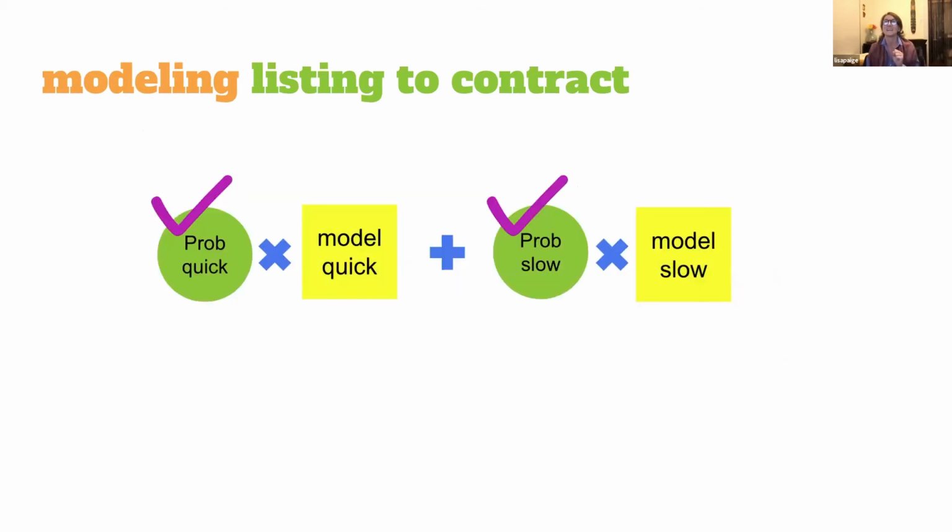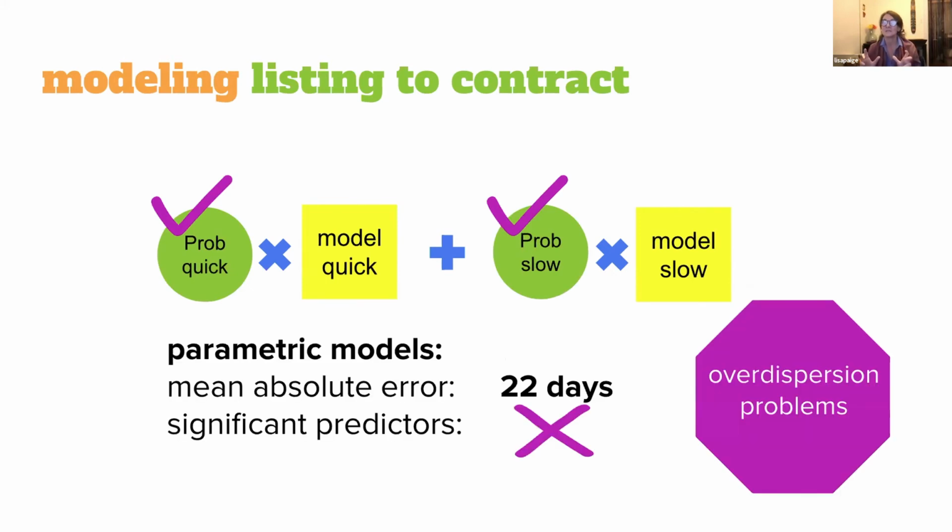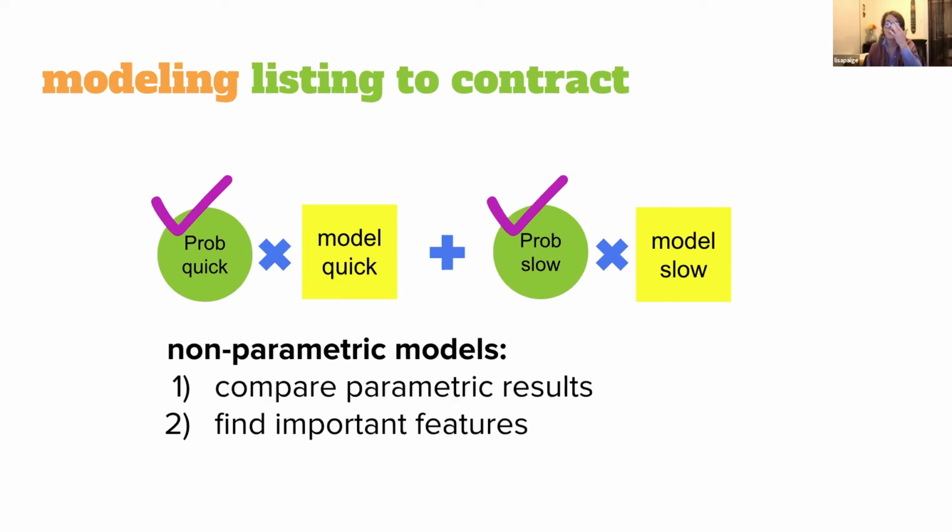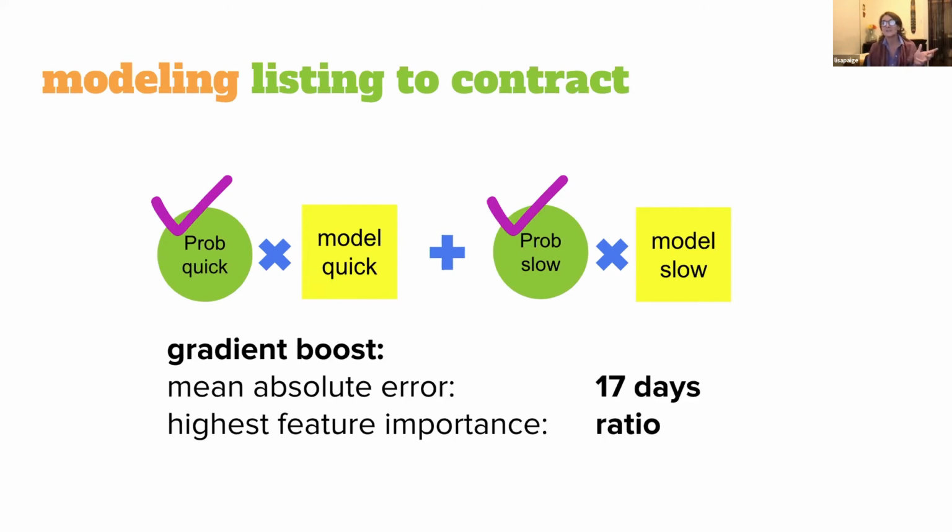And now we get to make our quick and slow models. And I really want to use my parametric models to do this. I can get predictions and I can quantify error, but I can't use any inference because I'm just not capturing enough of the variance in my model. So in my back pocket, I'm going to keep a non-parametric model for comparing my results, but also to try to extract what features are important. So I used a gradient boost for this, and sure enough, it found out that ratio is important here, and it's saying to us, yes, pricing is very important in determining how quickly you get a purchase contract.